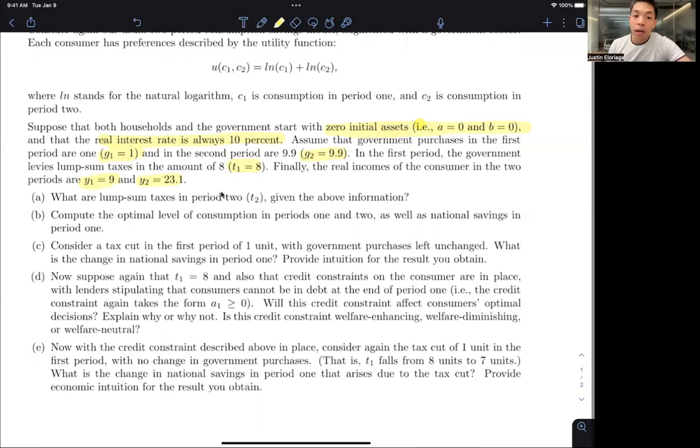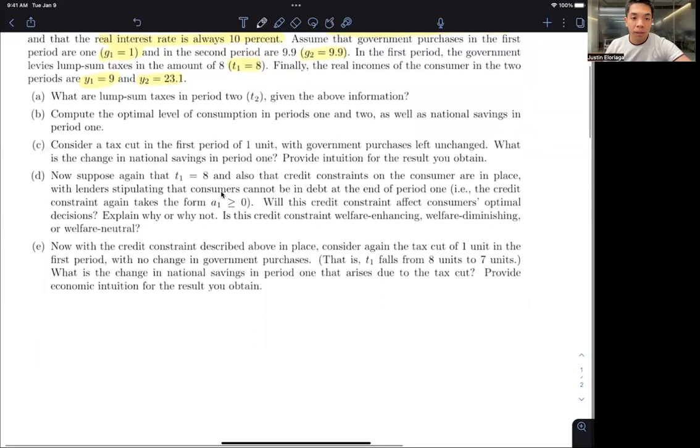So clearly, the first thing we notice is that T2 is missing. We don't know what the levied tax in period 2 is. Well, we can easily calculate that one, so that's what letter A is asking: what are the lump sum taxes in period 2?